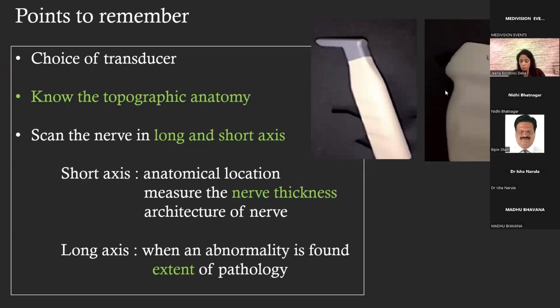The other points to remember while we are doing an ultrasound is that we've got to choose the transducer well, especially in superficial tumors. Try to go for very high frequency transducers. And of course, for deeper tumors, especially in the popliteal fossa, go for lower frequency ones. It's very important to know the topographic anatomy and the landmarks to identify the nerve from which that particular lesion is arising. Always scan the nerve in the long and the short axis, look for any change in the dimension. In the short axis, we are basically looking at the anatomical location, the caliber of the nerves and the architecture of the nerve. But in the long axis, whenever we see an abnormality, it helps us to look at the extent of the pathology much better.